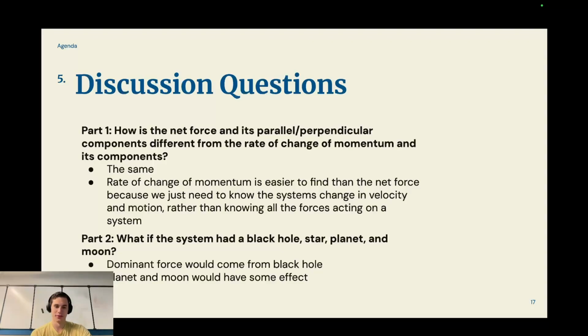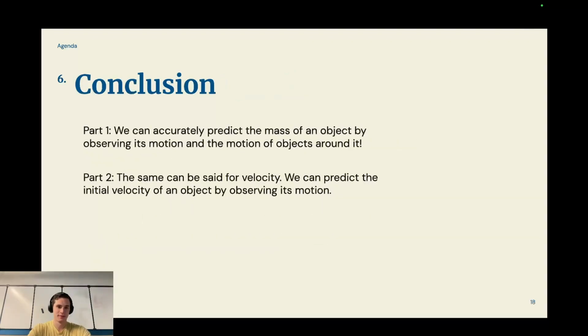And for part two, what if the system had a black hole, star, planet, and moon? The dominant force would come from the black hole, but the planet and moon would have some effect.